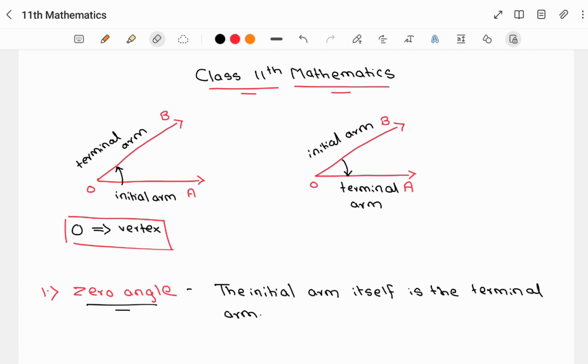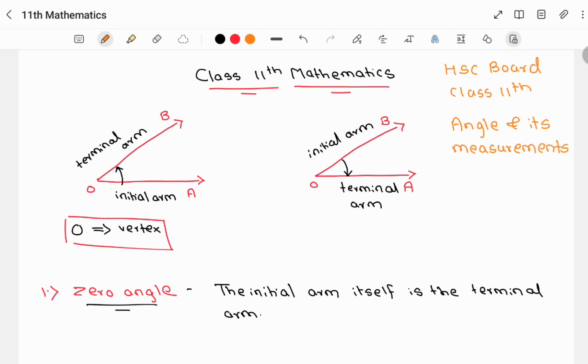So in this lecture series I'll be posting videos where I'll try to cover the topics of HSC board class 11th mathematics. In that series the first topic that we are going to start with is angle and its measurements.